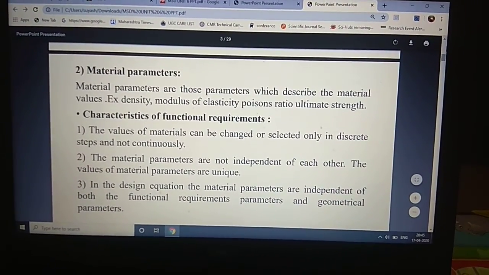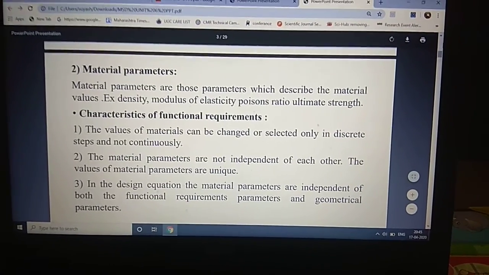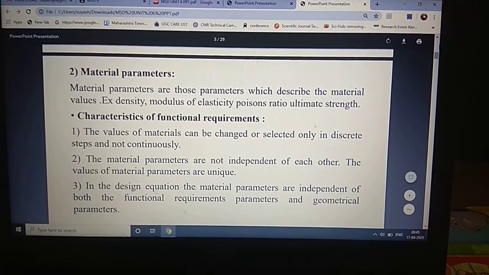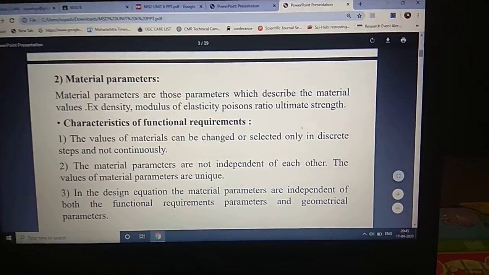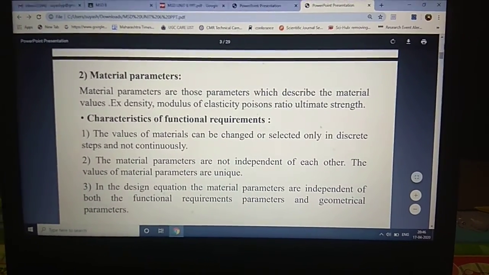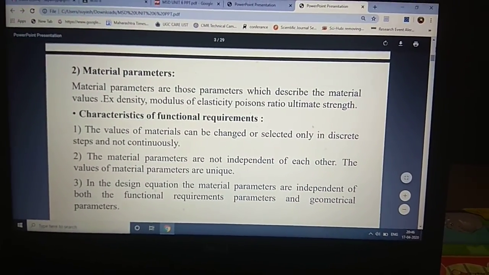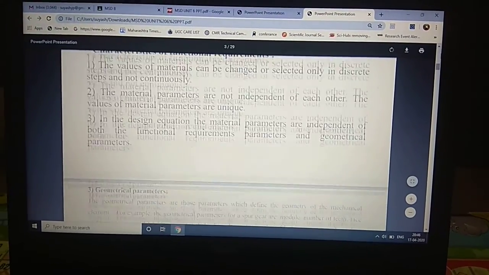The values of material parameters are unique, and in the design equation the material parameters are independent of both functional requirement parameters and geometrical parameters. So basically the material parameters are really important here in order to study.